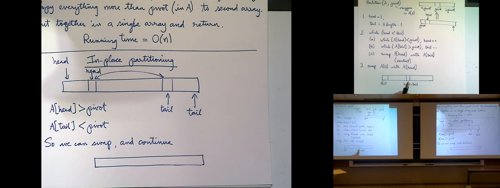Yeah? You decrement head and then swap. Right? So I'll say with this or A of head minus 1, depending on if A head is less than the pivot.